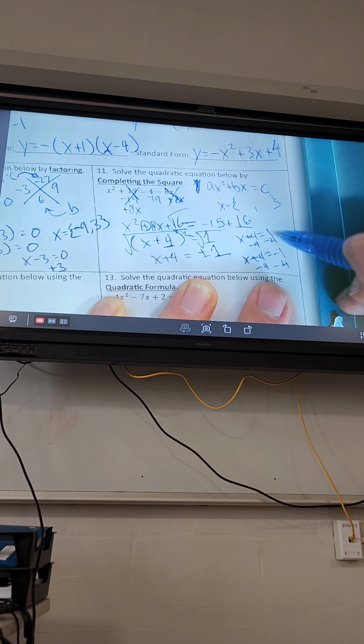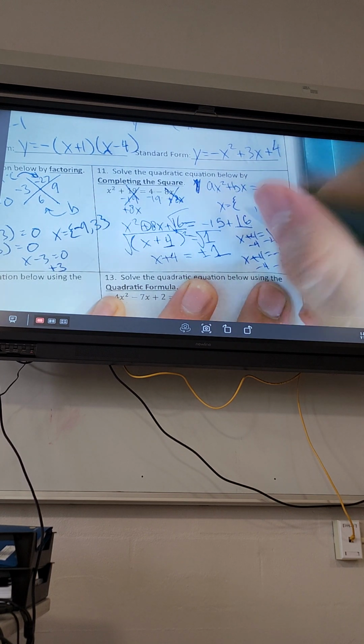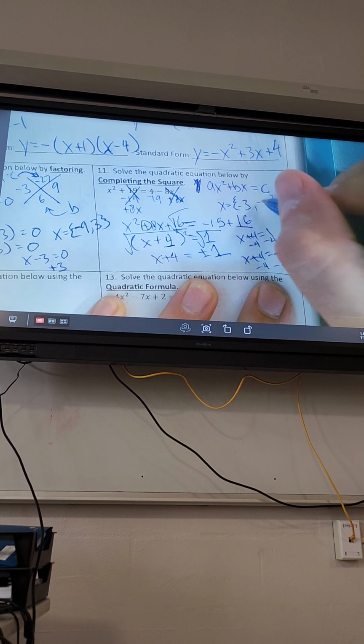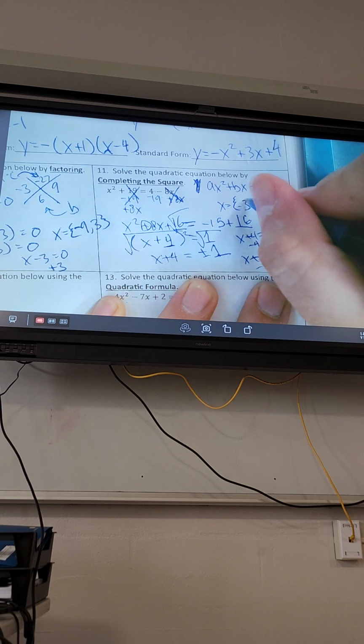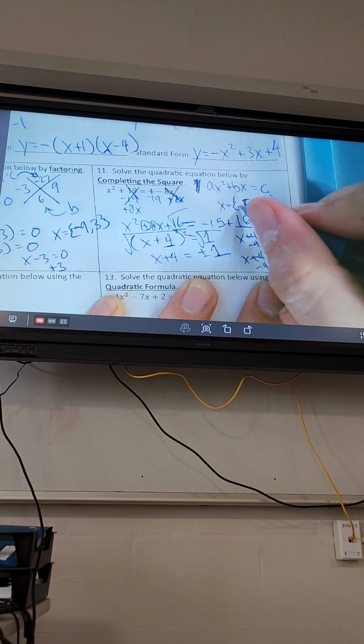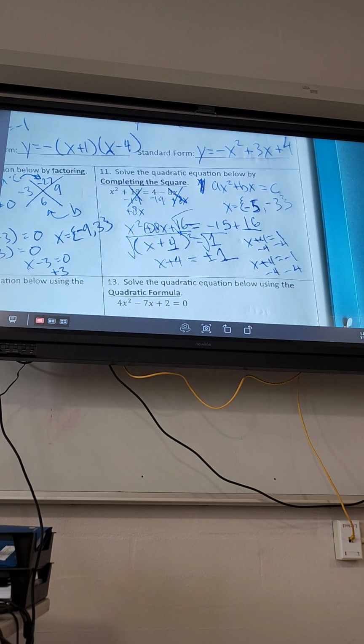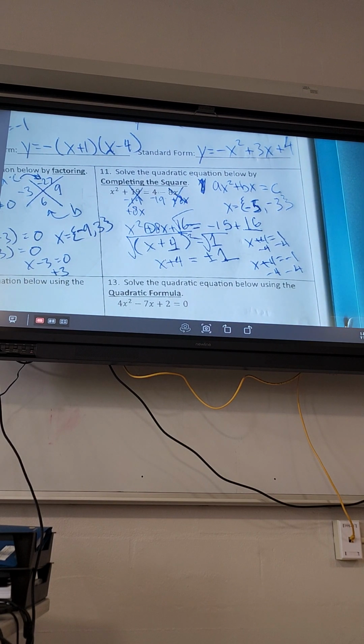So the first answer is 1 take away 4, which is negative 3. The other one is negative 1 take away 4, which is going to be negative 5. So I actually did this backwards. It should have been negative 5 here, then negative 3, right? Least to greatest. But you get the idea, right? The last blank on the test will be what is one of the solutions, right? So you look through the answer boxes and you check the one that's a solution.